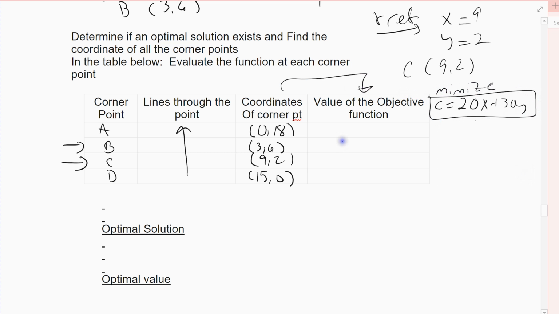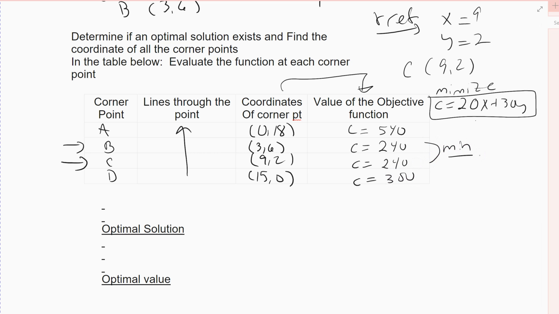So again, take all of my corner points, plug them in there, and find the cost. So take each one of those, plug them into that cost equation. So take 0 for x, 18 for y, so it's going to be 30 times 18, which is 540. Cost at 3, 6, so plug in 3 times 20, 6 times 30 comes out to 240. 9 times 2, 9 times 20 plus 30 times 2, also comes out to 240. And 15 times 20 comes out 300. So I have two minimum, well I have one minimum, but they occur at two different values.